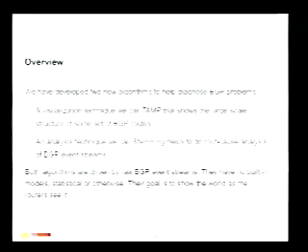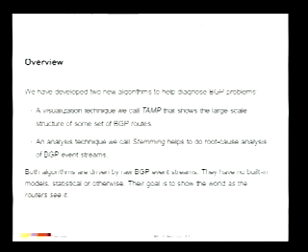This is an overview of the talk. We've developed two techniques to help diagnose BGP problems. The first technique is a visualization technique called TAMP, which helps you visualize a set of BGP routes. And the second technique is an analysis technique called stemming that helps you do root cause analysis. Both of these techniques are driven purely by BGP events. They don't have any built-in models, statistical or otherwise.